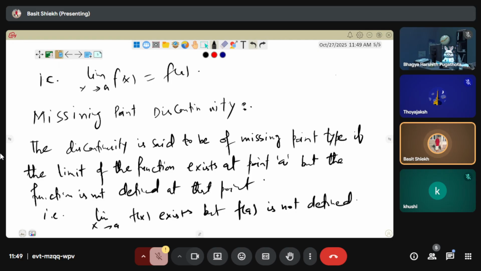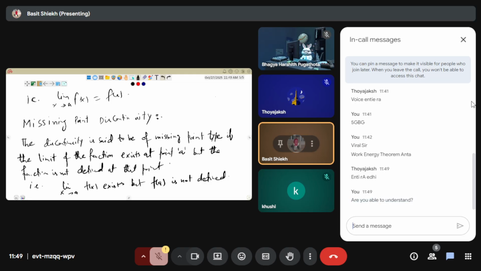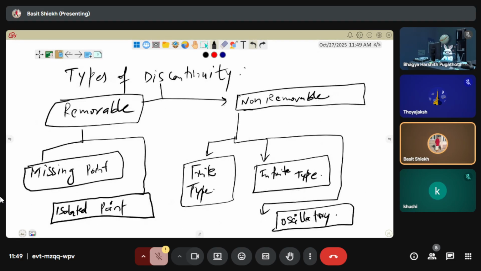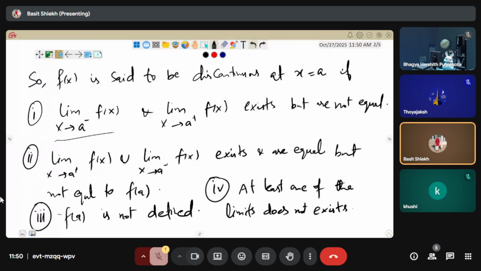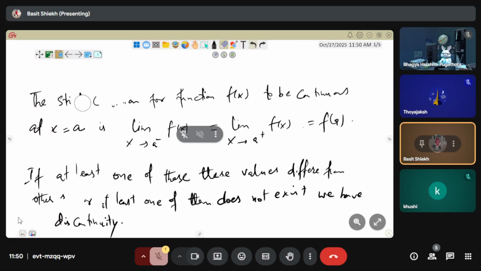The discontinuity is said to be of missing point type if the limit of the function exists. Suppose at point A the limit exists, but the function is not defined. If I take the position A and the position B, f of x limit exists, but f of x is not defined. How to find my potential energy, kinetic energy, and my total energy at each position? I have to find the potential energy, my kinetic energy, my mechanical energy, nothing but total energy.